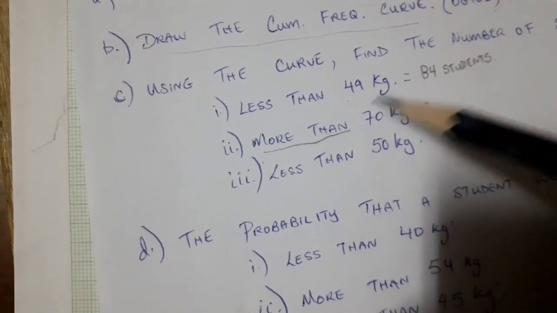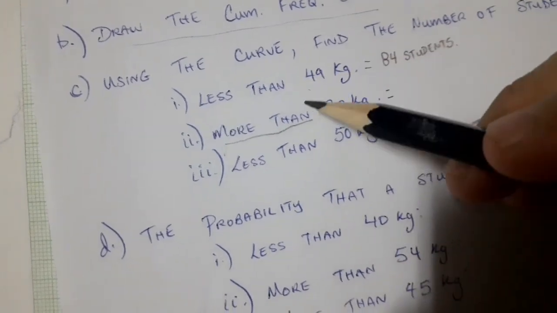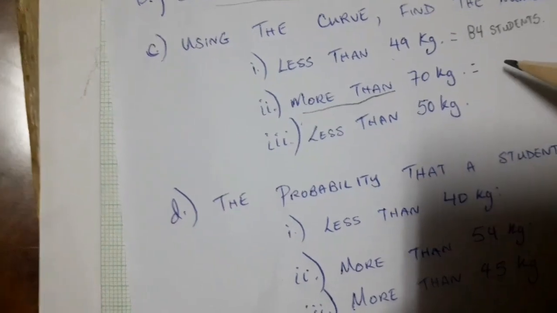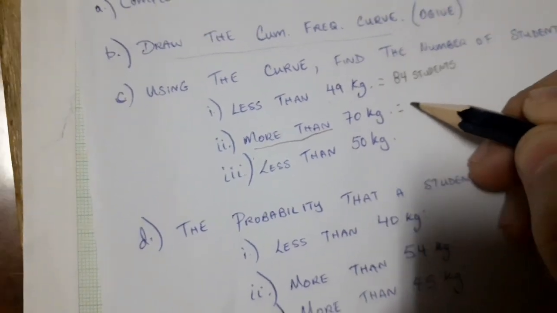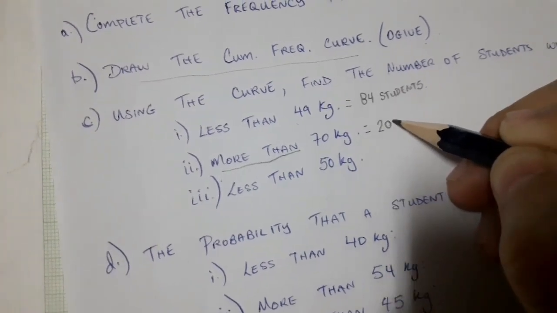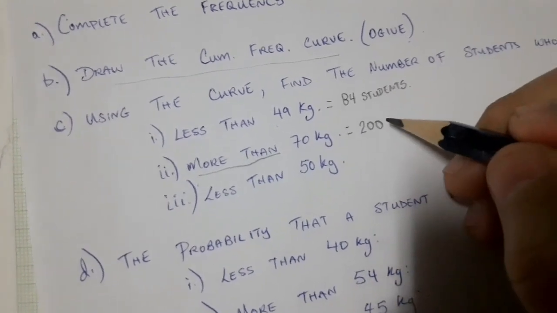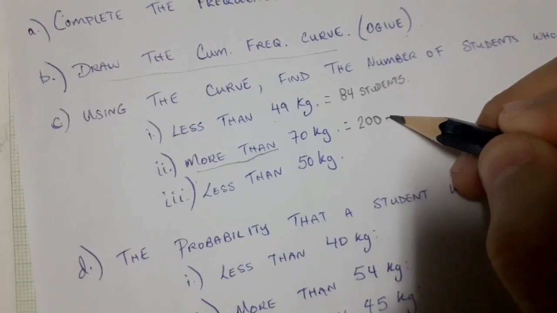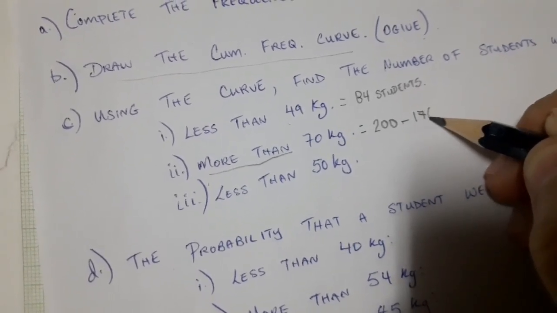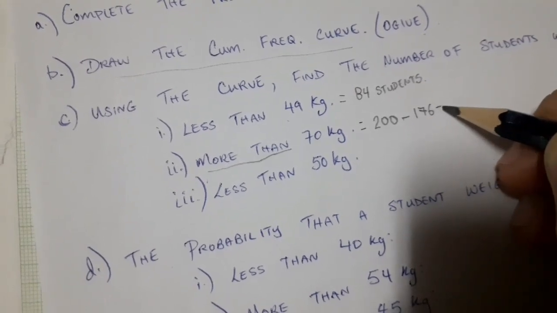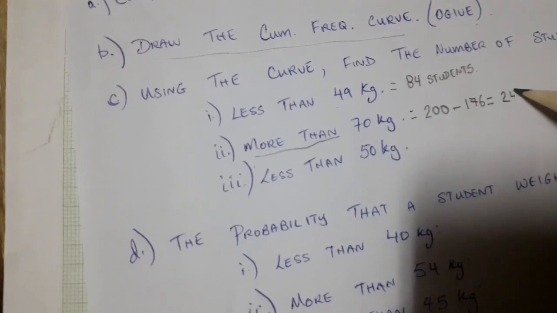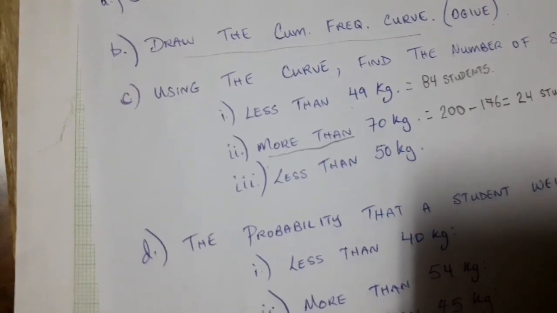Even in the table, we know that we need to subtract anytime that we see the word more than or at least. So if I got 176, my answer is not 176. I must subtract the 176 from the total. So the total frequency is 200 minus 176, and 200 minus 176 gives me 24 students. So that's what you have to be careful with.